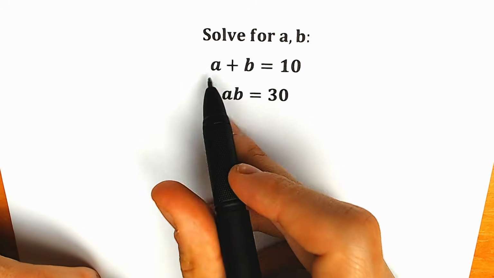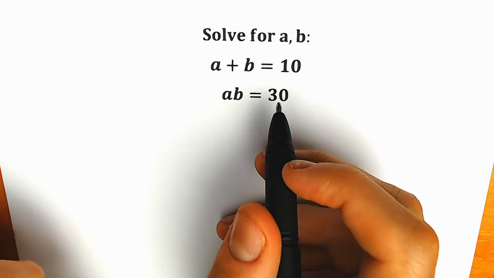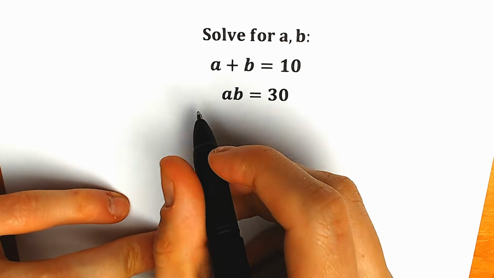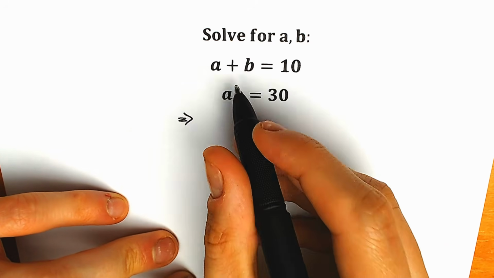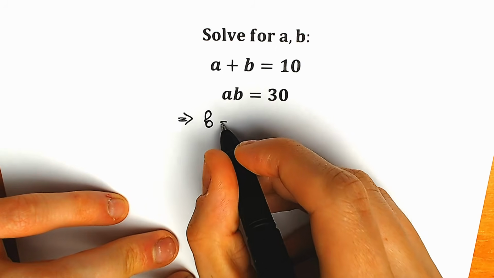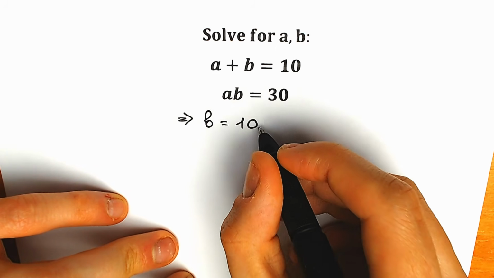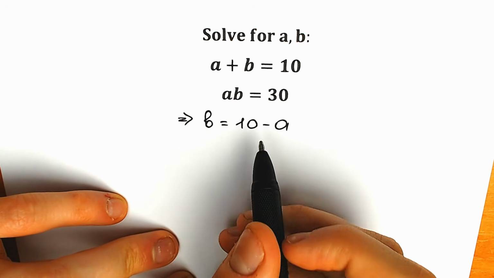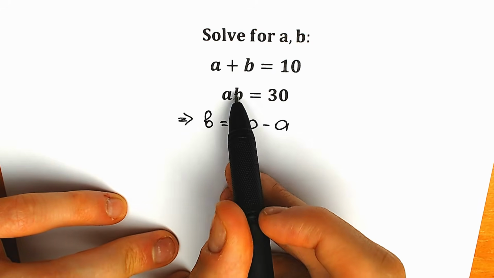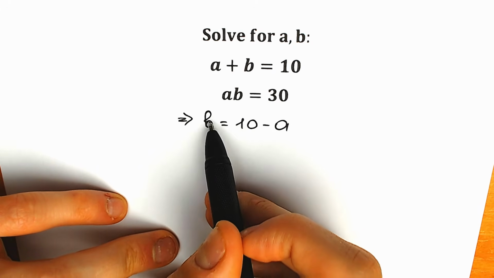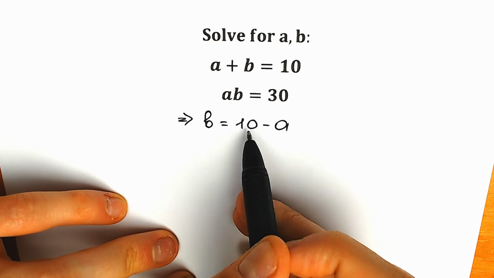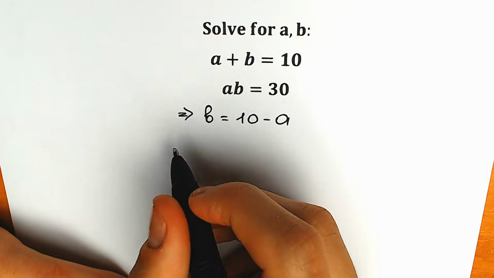Okay, we have a basic system of two equations, and what is the best way to solve this one? We need to express, for example, from the first equation, b. So b is equal to 10 minus a. Now I'm going to plug in 10 minus a instead of b in the second equation.